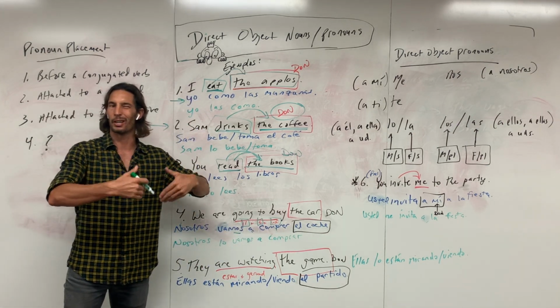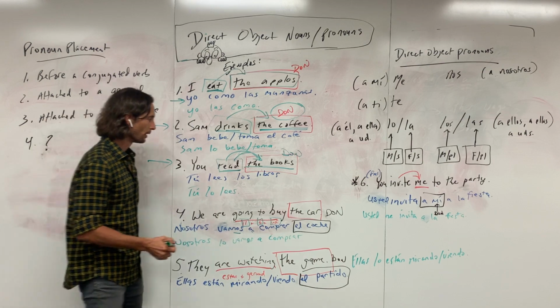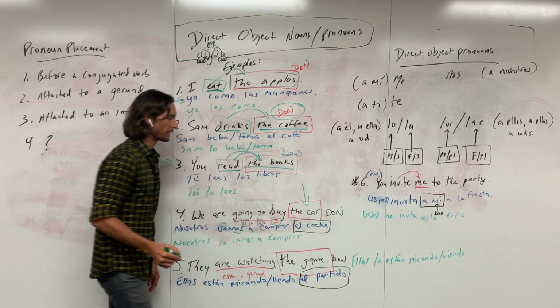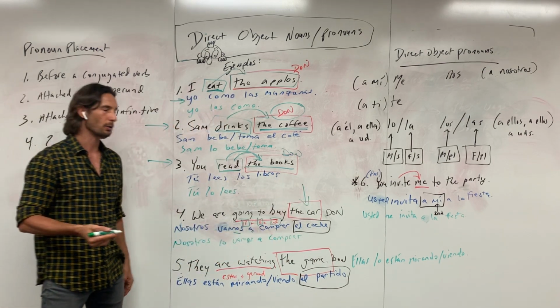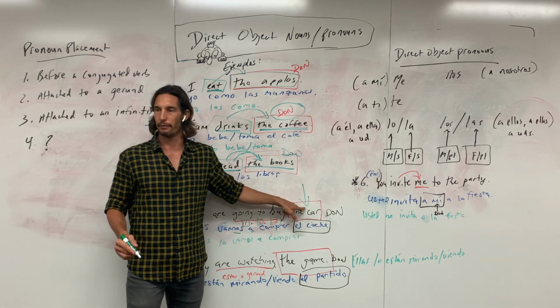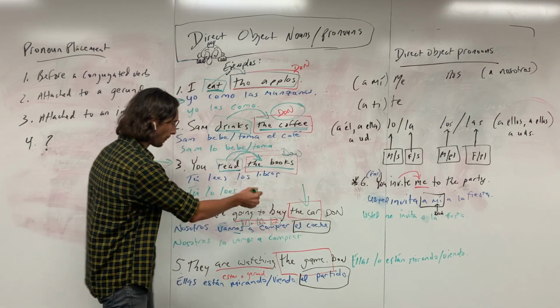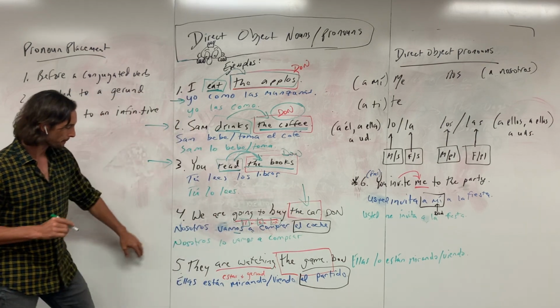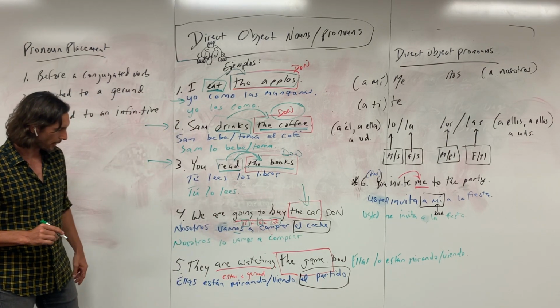And so we are going to buy the car. Now we're talking about something that's going to happen in the future. But nevertheless, the car is what is being bought, or will be bought for that matter. It is what is receiving the action of the verb, to buy. So that's our direct object noun there. And we have number 5 here.